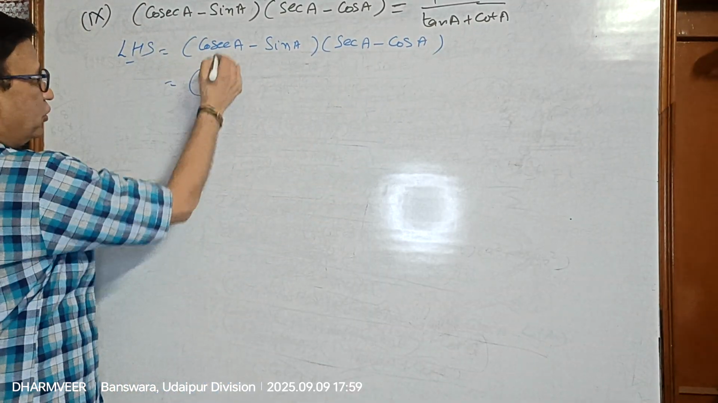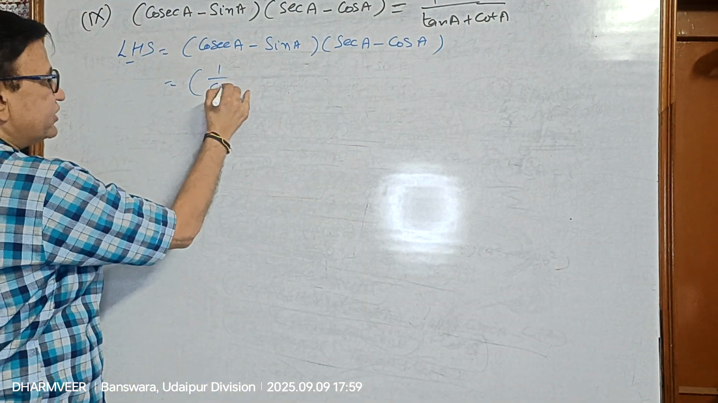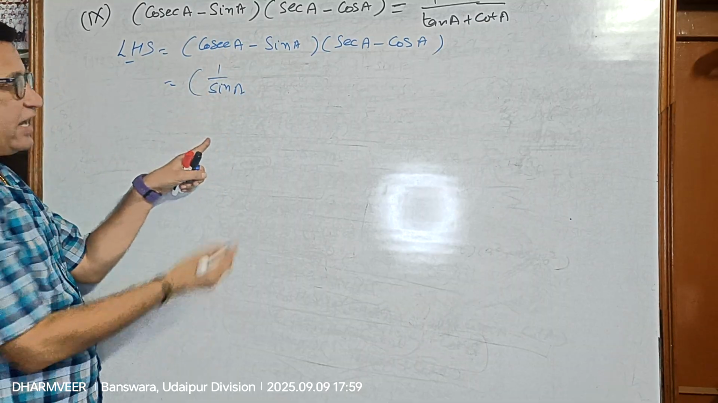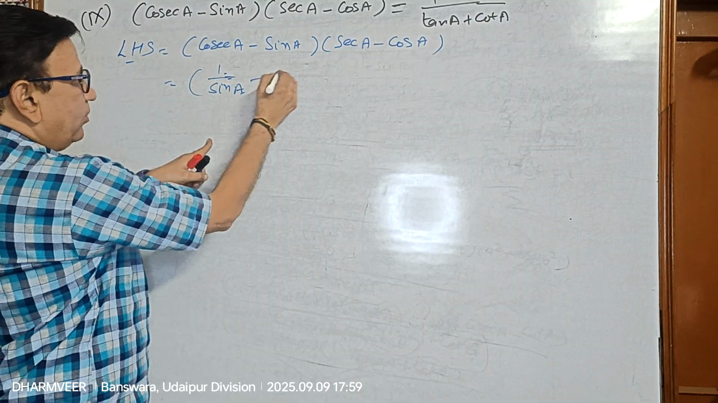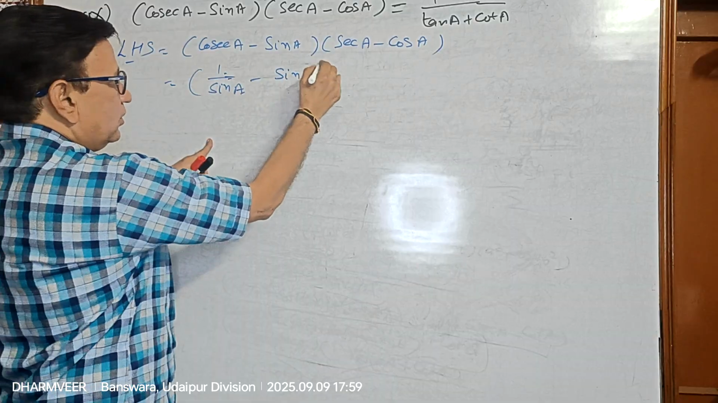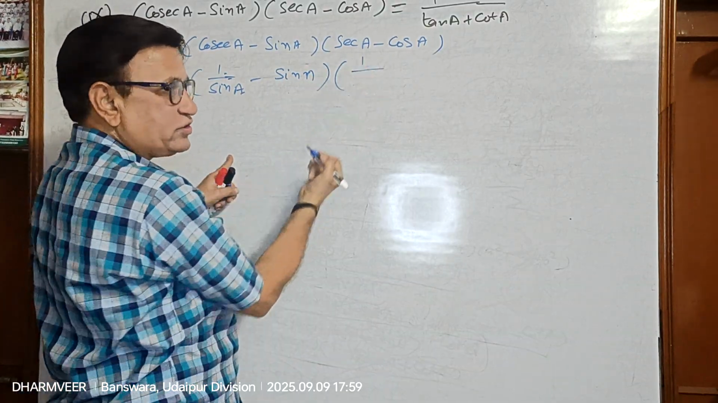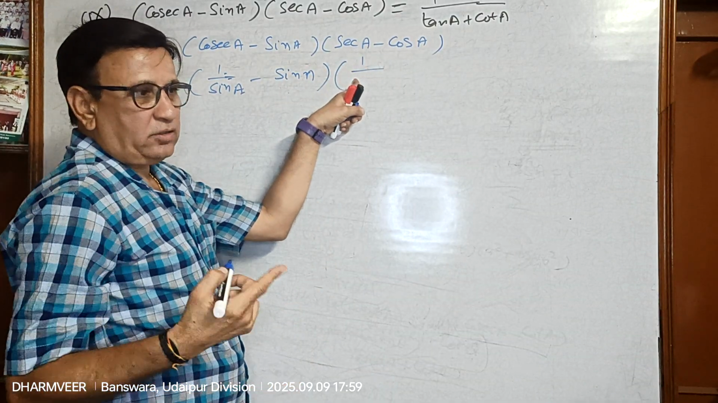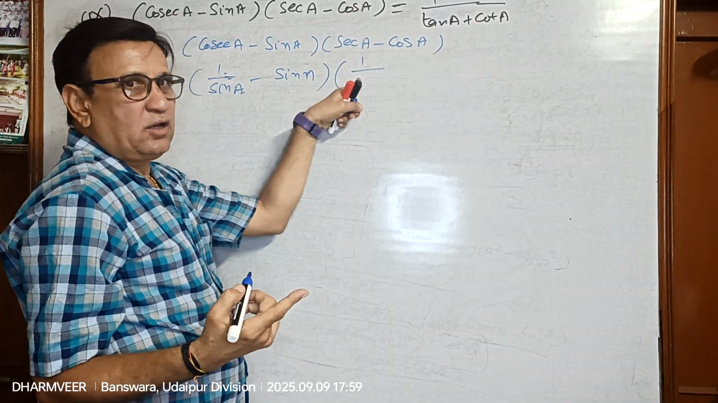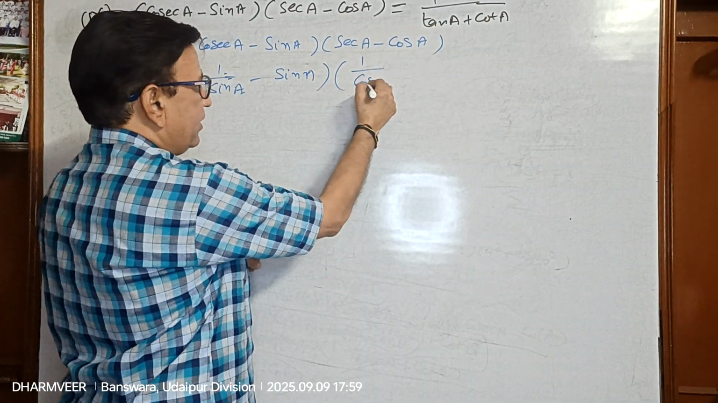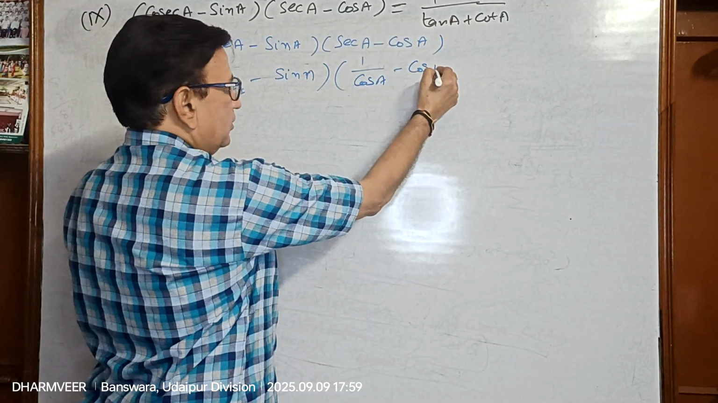Now change to the same ratio. Cosec means 1 upon sin, minus sin a. Right? Same thing applies here. Sec means, okay, come on, tell yourself. Sec means 1 by cos, 1 by cos a minus cos a.